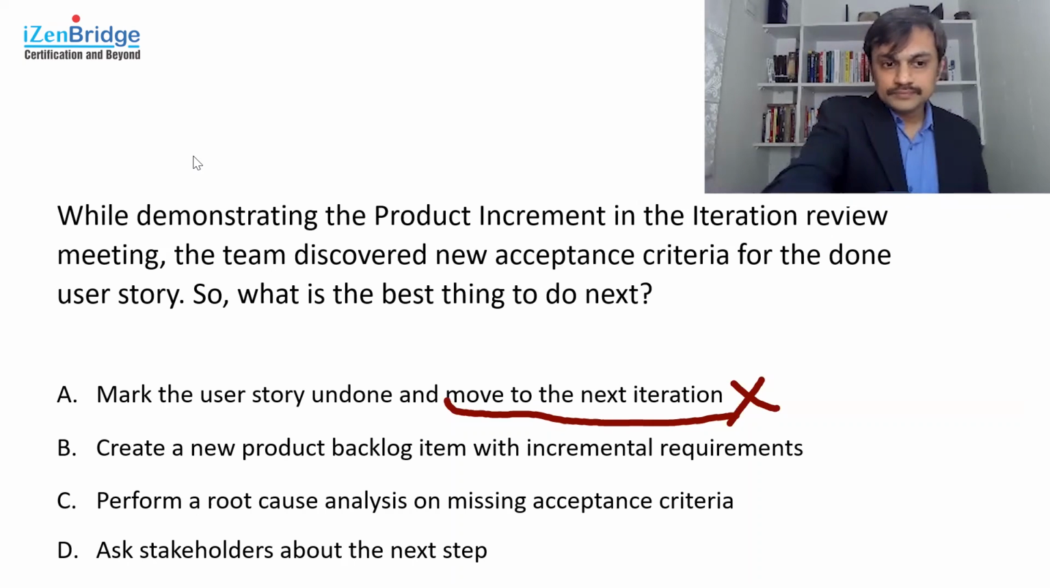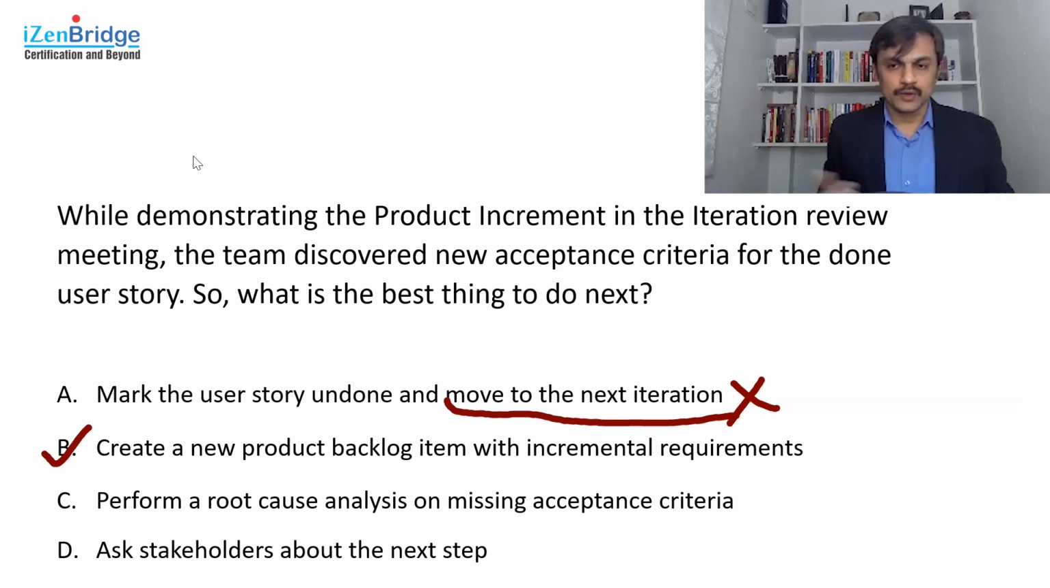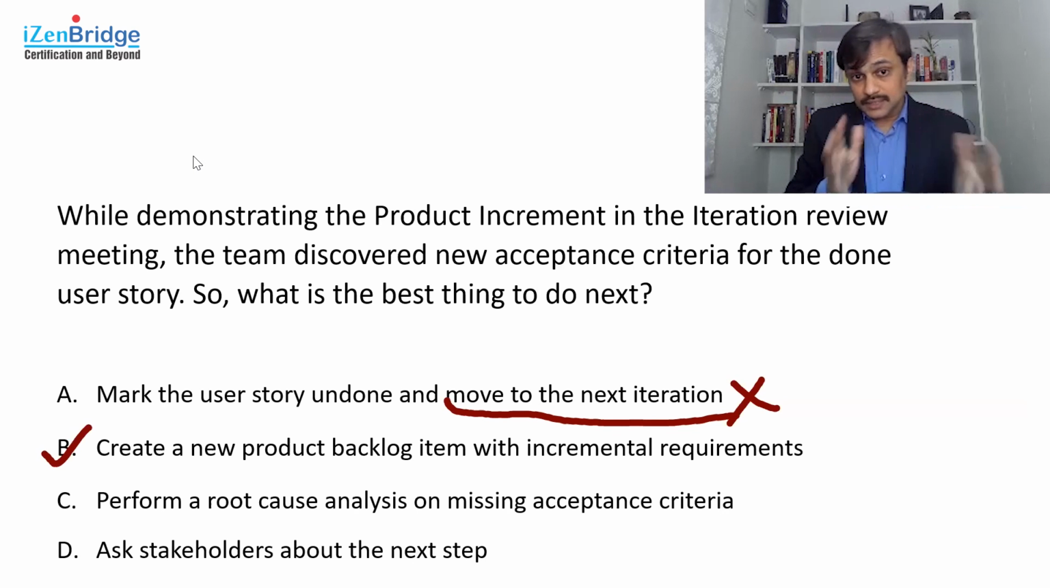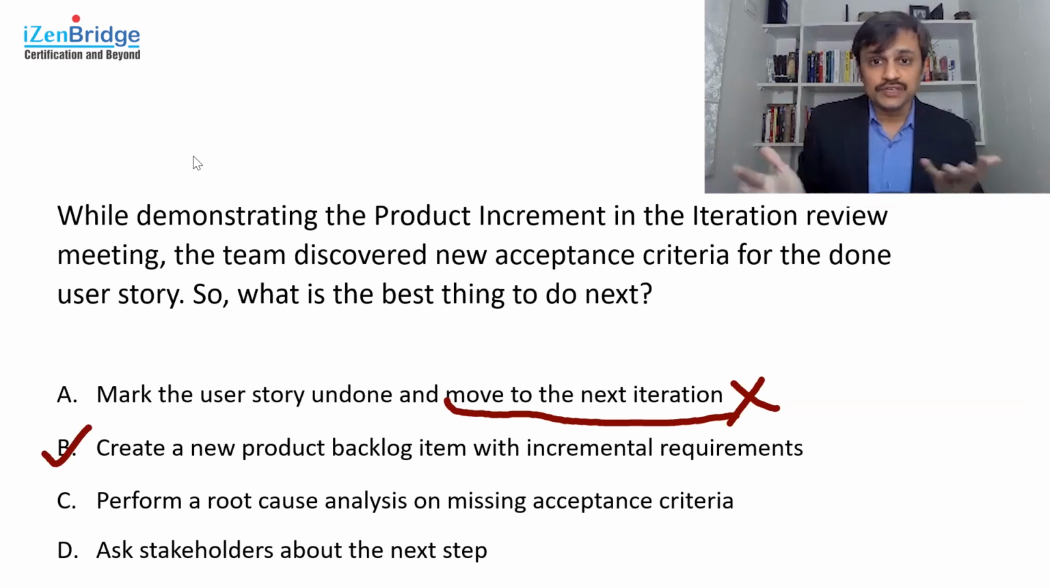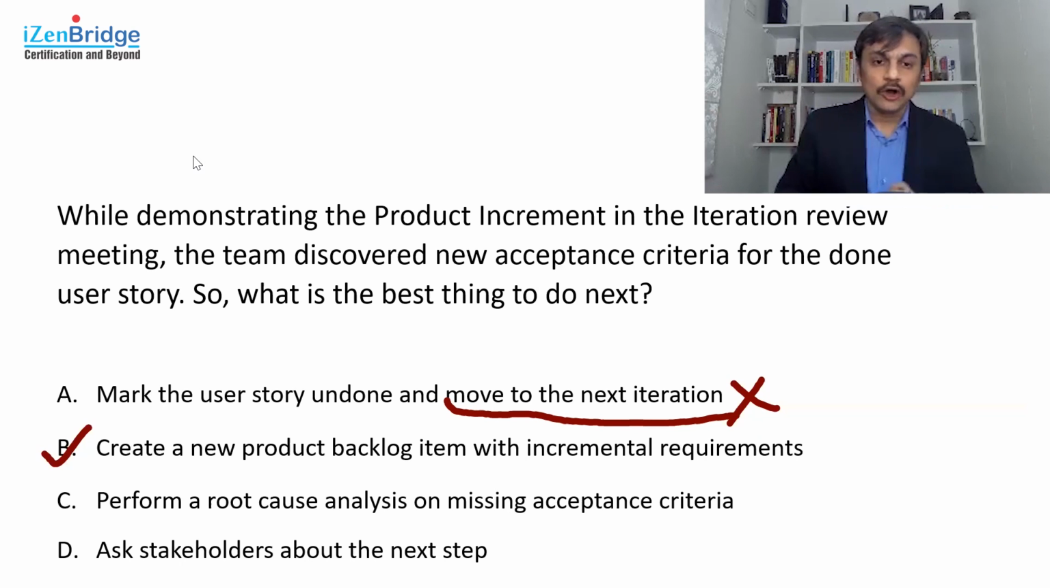Now, option B is a good option. Create a product backlog item with the incremental requirement, or I would say the gap between the current user story and the future requirement you have. You should create that small product backlog item and add it into the product backlog. Now, this statement is not saying what to do with that product backlog item. So this statement looks okay to me, and we consider it as a candidate for the right option. Let's see option C.